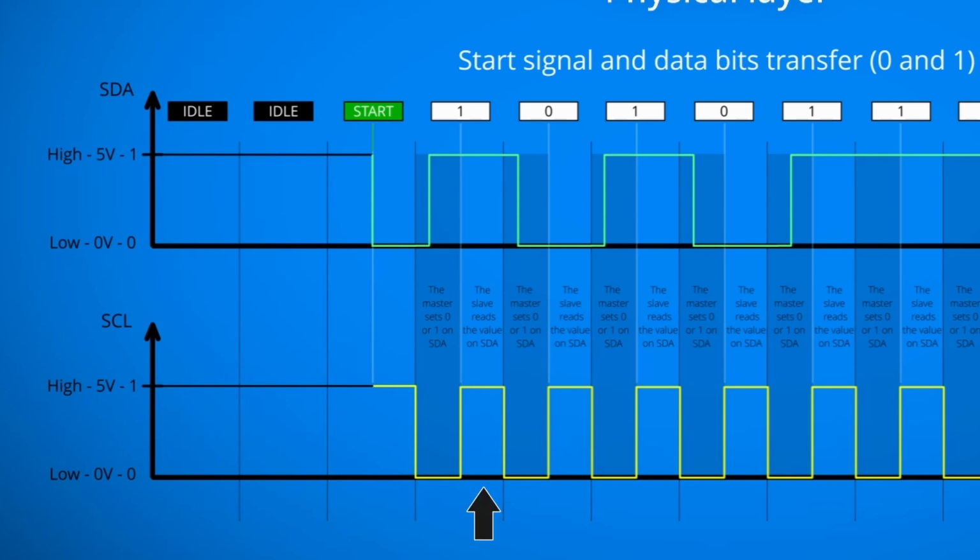In the second phase, the master must change the state of SCL from the low state to the high state, and it must keep it in the high state for a specific duration. While the SCL is at the high state, the slave must read the bit of data on the SDA line. In this second phase, when SCL is in the high state, the SDA state must not be changed. The duration of SCL in the low state and the high state for each phase depends on the bus speed. The faster the bus is, the less time the phases last.